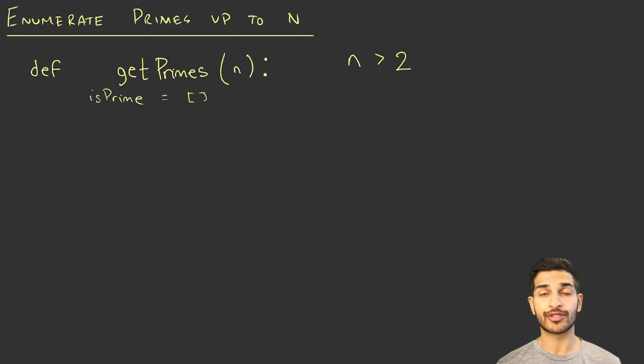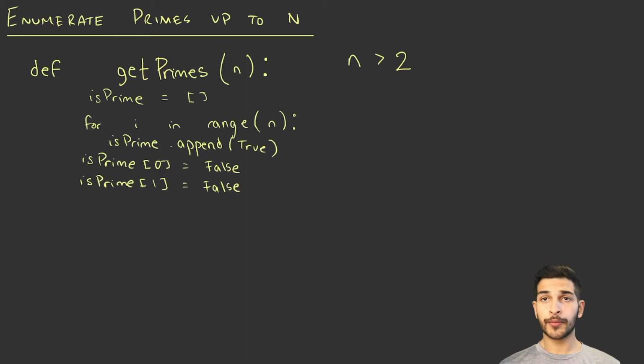Of course, because we know 0 and 1 will always be false, and we're starting with n greater than 2, we're going to manually set isPrime of 0 and 1 to false after we complete our for loop. Great, so now our boolean array has 0 and 1 marked as false, and all of the remaining numbers as true, just the way that we did it previously by hand.